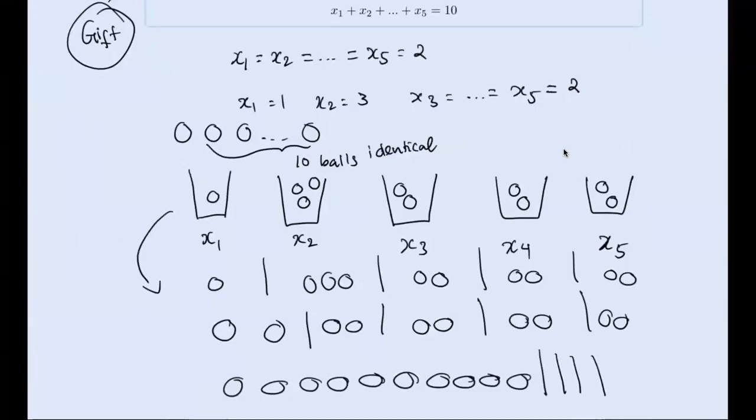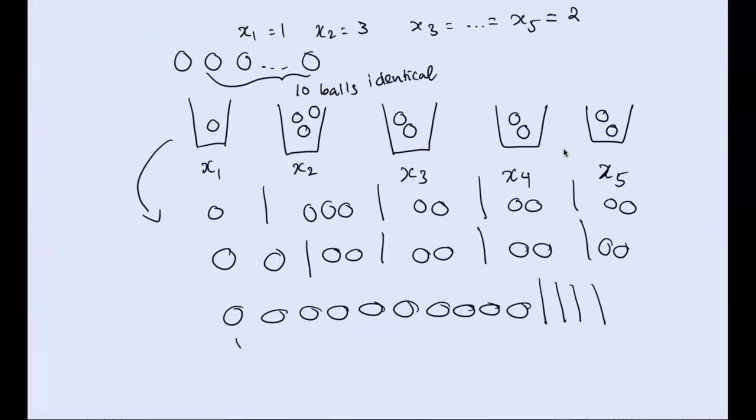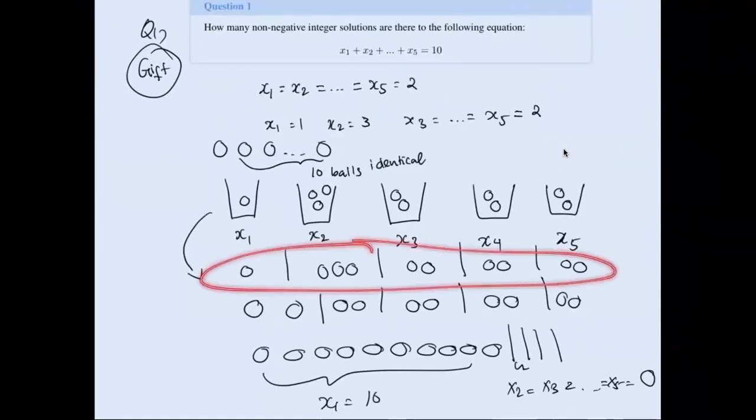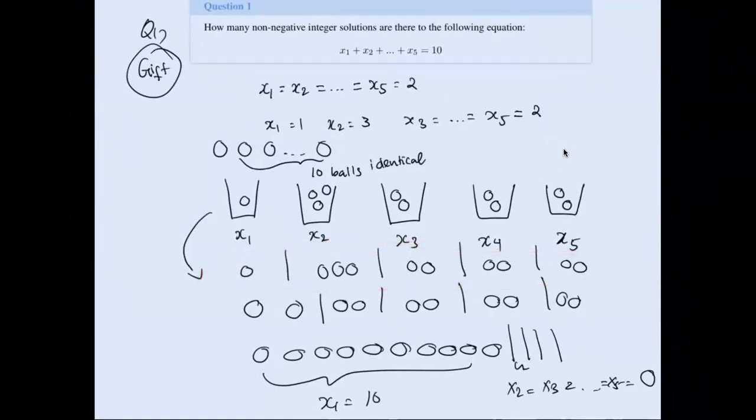and then like this, then what does it mean? It means that you put all 10 balls in bin 1 and 0 balls in bin 2, 0 balls in bin 3, and 0 balls in bin 4 or 5. And this would be equivalent to x1 equal to 10, and x2 equal to x3 up to x5 equal to 0. So each arrangement of this sequence corresponds to one non-negative integer solution to this equation.